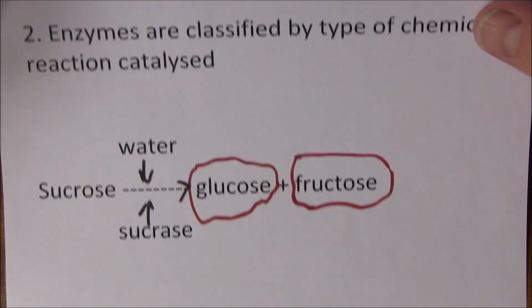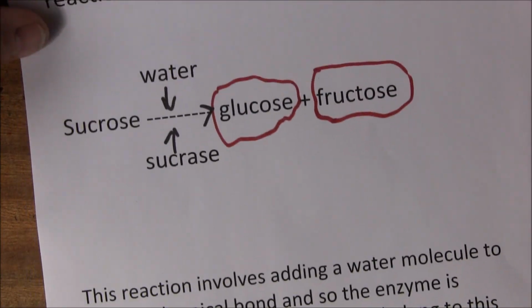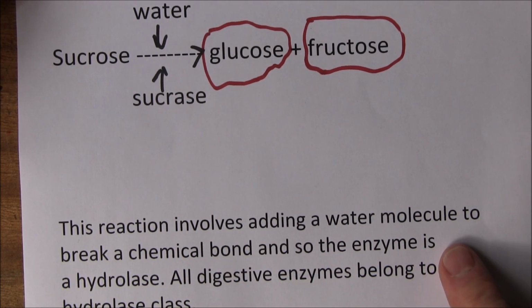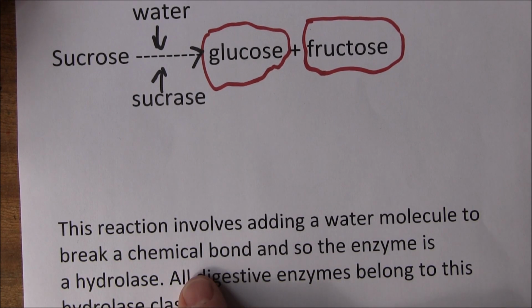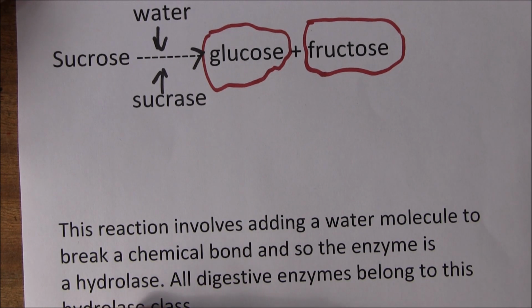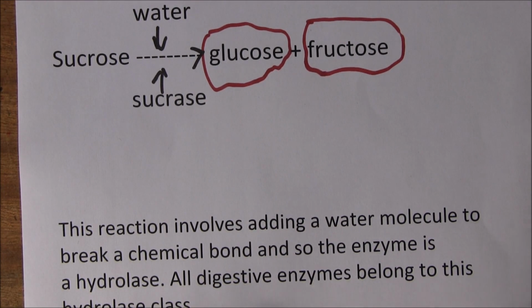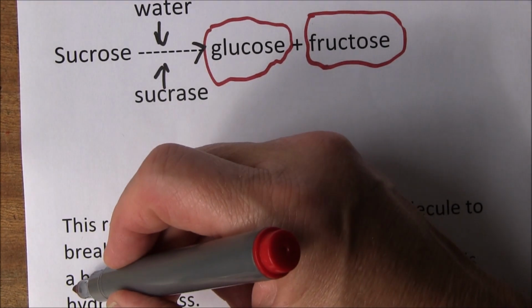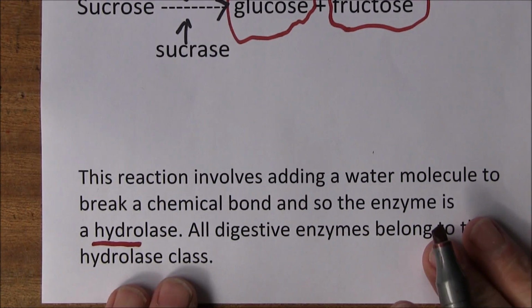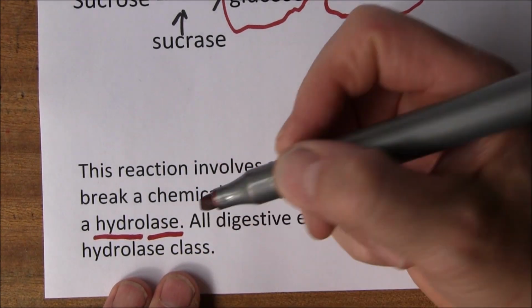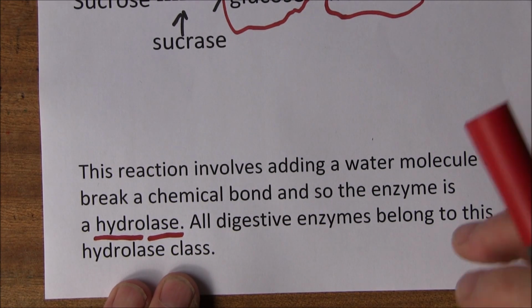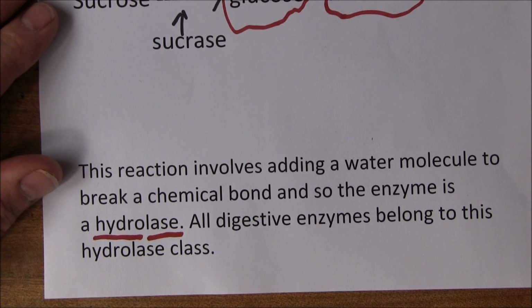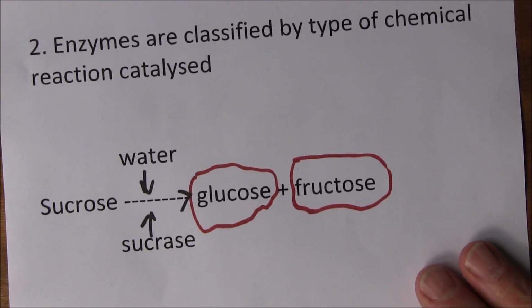And so this reaction involved adding water, a water molecule, to break the chemical bond. And that's why it's a hydrolase. It's a hydrolase enzyme. So all digestive enzymes are actually hydrolases. So "hydro" is the prefix meaning water, and as we know, "ase" means enzyme. So they're hydrolase enzymes, enzymes which break down by the addition of water. And all digestive enzymes are actually hydrolase type enzymes.